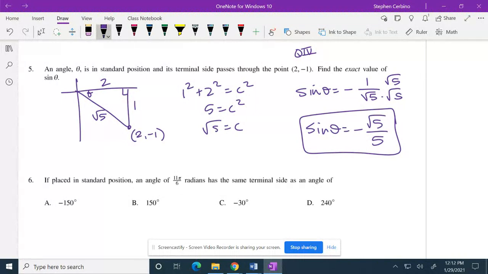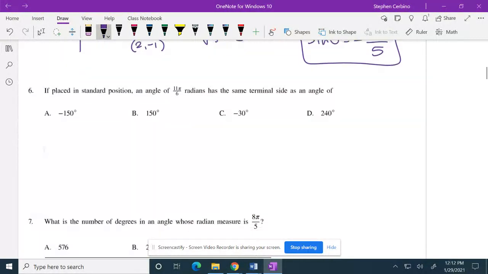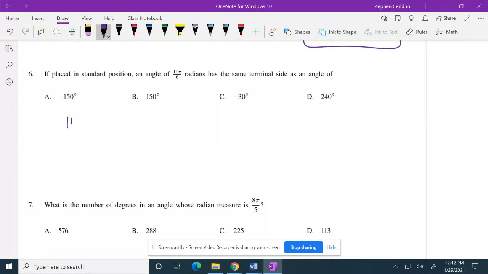All right, moving right along. To change something from radians, we have to put it into degrees. We multiply it by 180 over pi. That's the ratio. I'm going to give you the ratios. You're just going to have to know when to use which one. So if we do 11/6 times 180, we get 330 degrees.